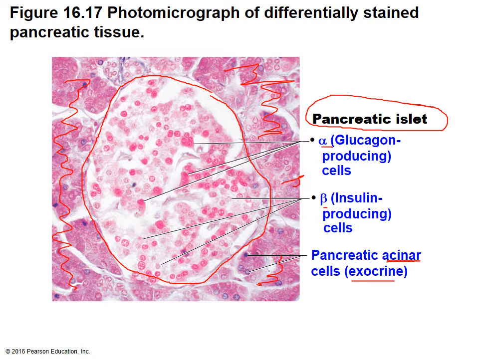Let's take a look at glucagon and insulin, and it turns out that they are another example of an antagonistic pairing, so they're going to work the opposite of each other.